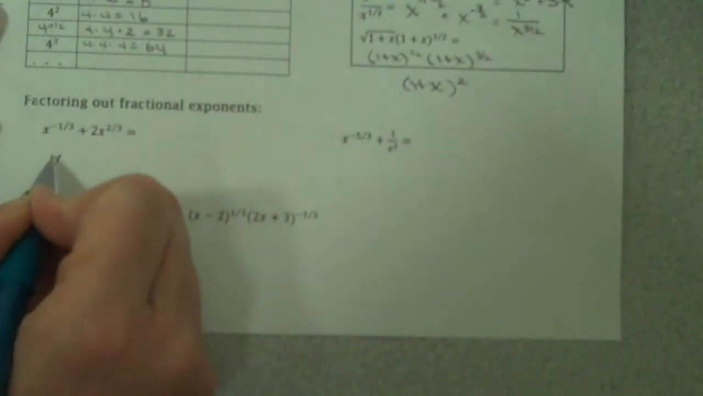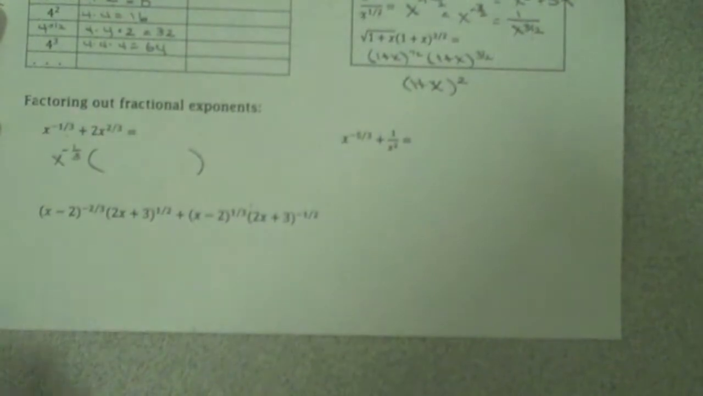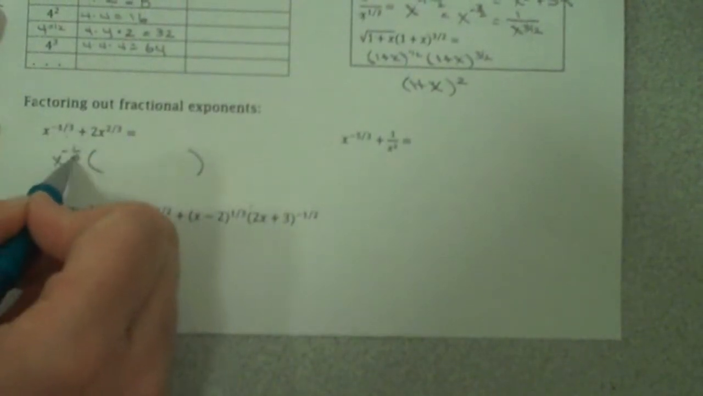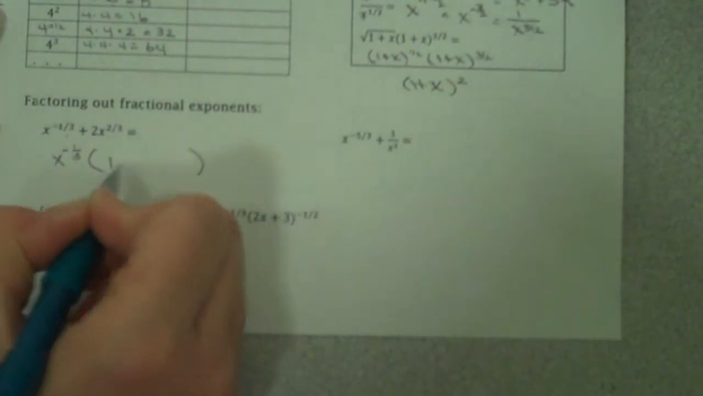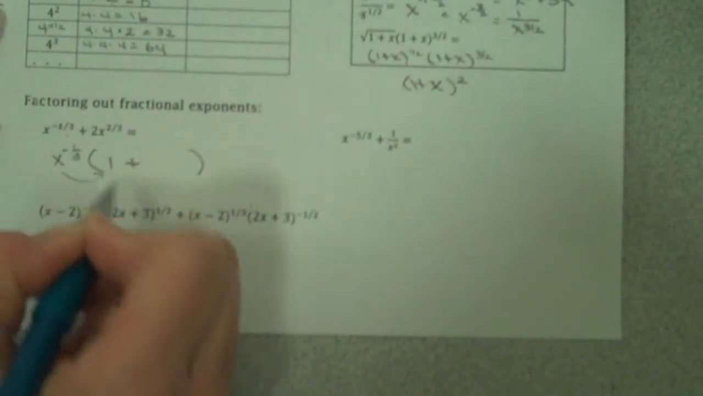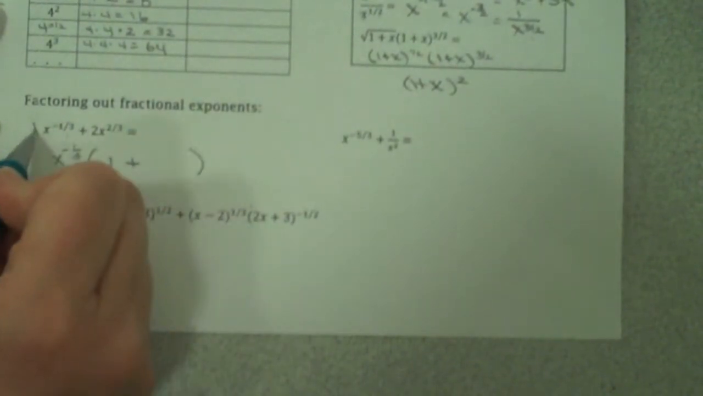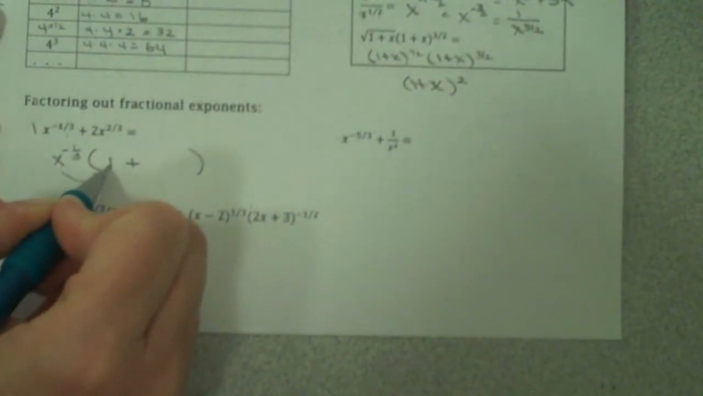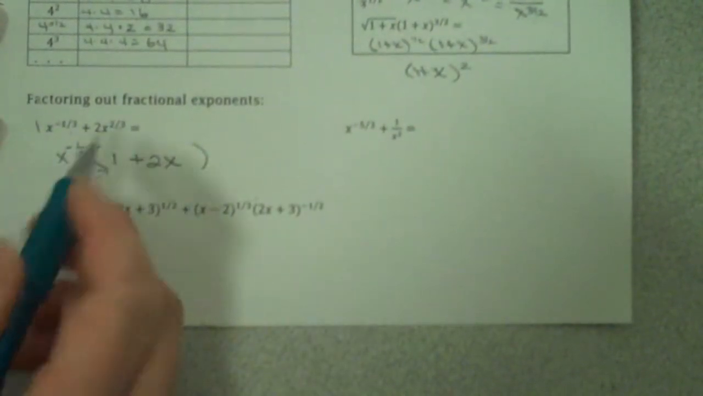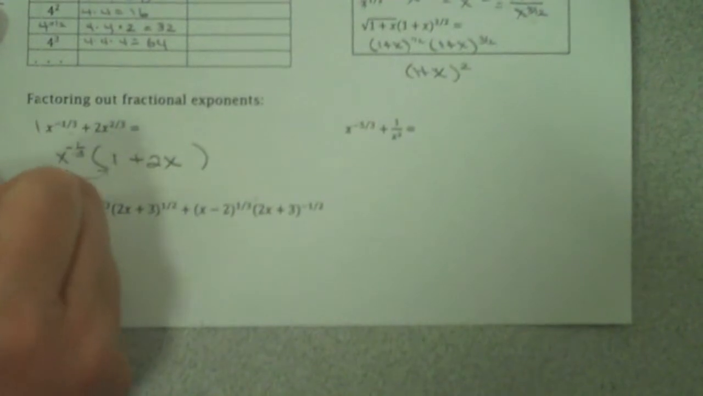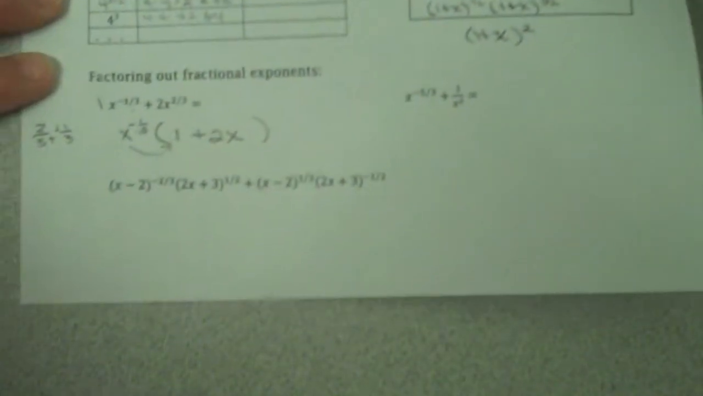So I'm going to compare the exponents, factor out the lowest degree. I'm going to subtract my exponents and say I have no x's, but I need to put a number 1 here, because if I wanted to distribute back, I need to be able to get back to this. So there's a 1 here, and I'm going to leave it there. And then 2/3 minus -1/3 is 1, so 2x.